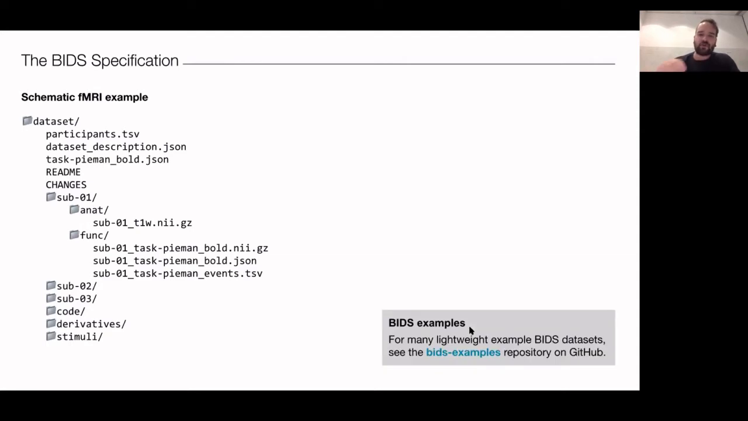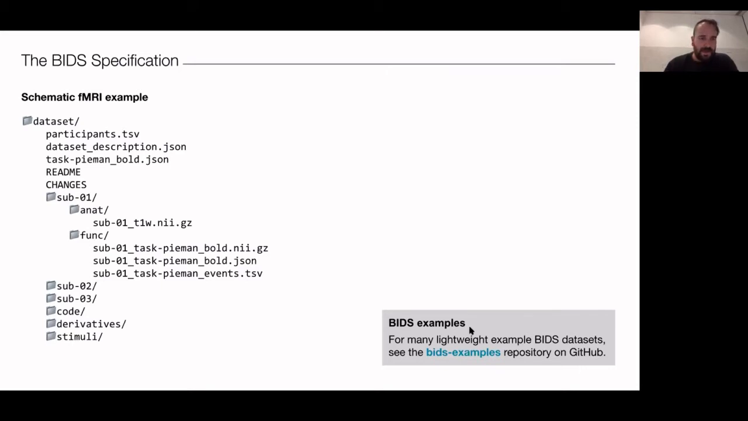Keep in mind that there's a whole GitHub repo of lightweight example BIDS data sets that don't actually have the heavy data in them. It's really just the structure of the data, but this is great if you want to prototype tools that work with BIDS and so forth. So I'd recommend checking out the BIDS examples repo on GitHub.